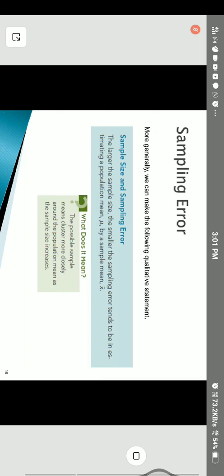Just now, to stress, the slide is to stress that you have to accept. So if you want to reduce the sampling error, your sample size must be good enough. The sample must be good enough, then you can reduce the sampling error. Okay, in sampling error, we can make the following qualitative statement. The larger the sample size, the smaller the sampling error tends to be, especially in estimating a population mean by a sample mean. Okay, so what does it mean? If you want to reduce the spread of the possible sample means, increase the sample size.